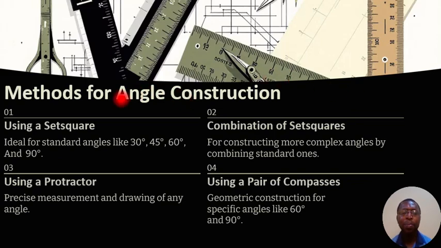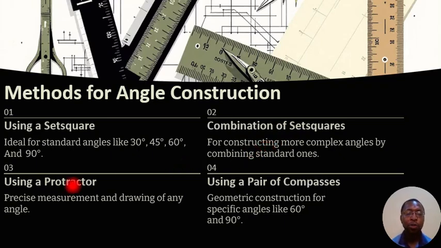Let's now look at various methods of constructing an angle. Number one, you could use a set square in constructing angles. Angles like 30 degrees, 45 degrees, 60 degrees, and 90 degrees can be constructed using a set square. Another way of constructing angles is by combining set squares for getting different kinds of complex angles. So when we combine the two set squares we have, we can get complex angles.